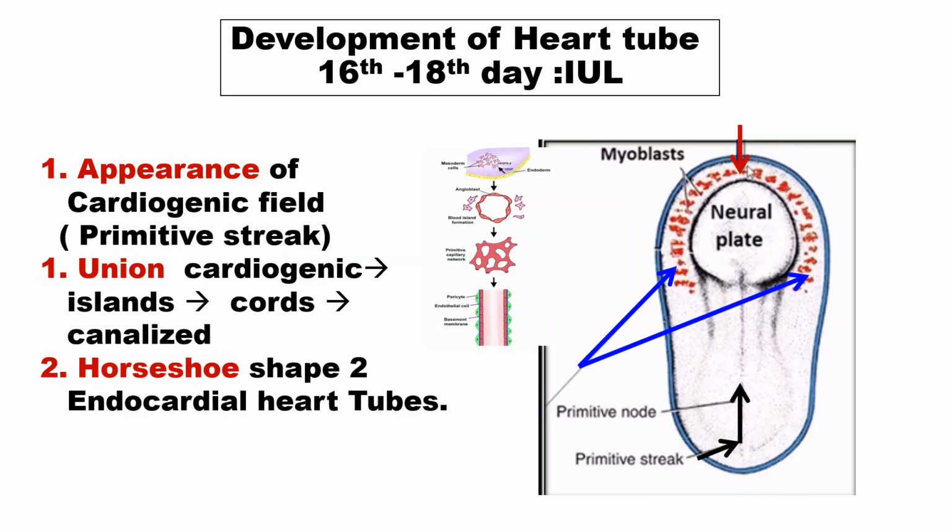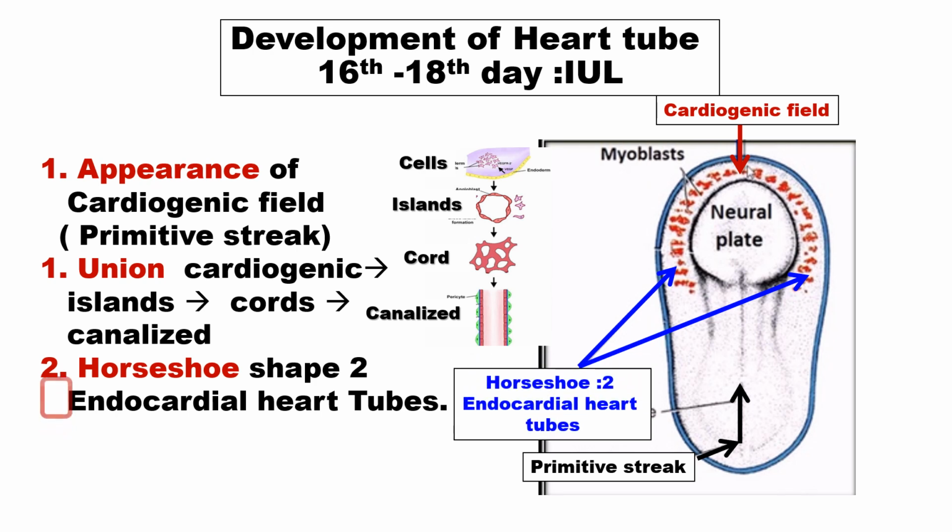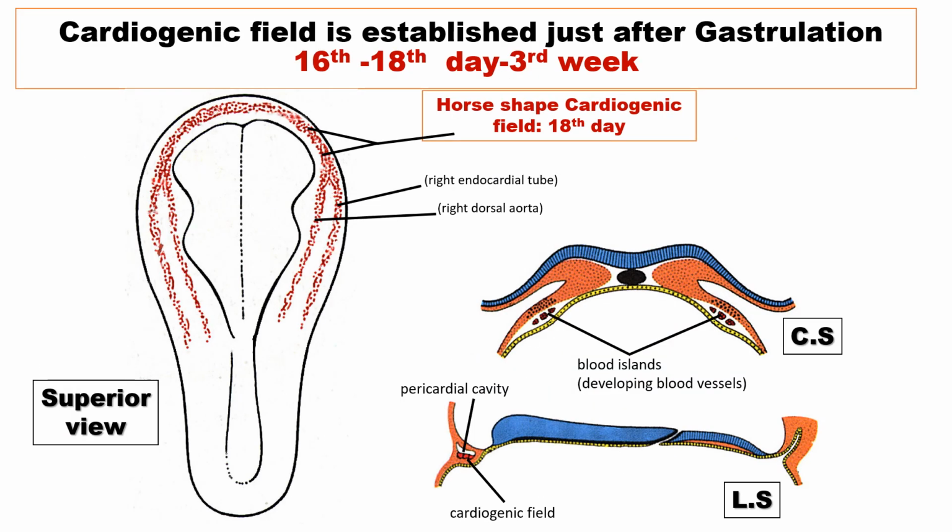The development of the heart tube starts as early as the 16th to 18th day of intrauterine life. Initially, the cardiogenic region, which is derived from the primitive streak, forms cells, followed by islands. These islands finally form cords, and they get canalized and form horseshoe-shaped, two endocardial heart tubes. The cardiogenic field is established just after gastrulation, as early as the 16th day.